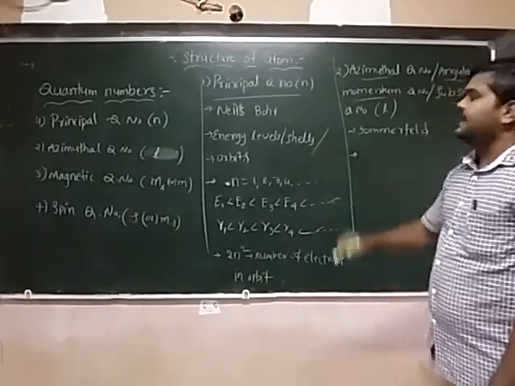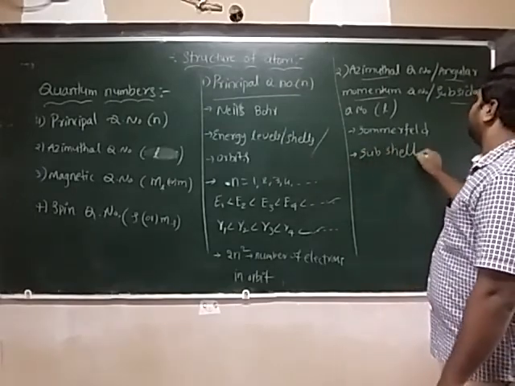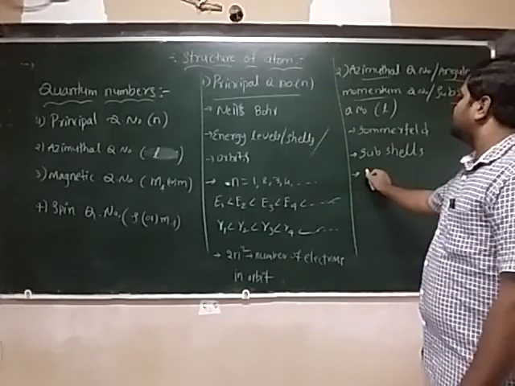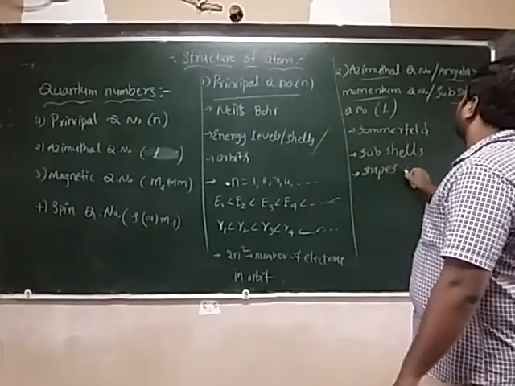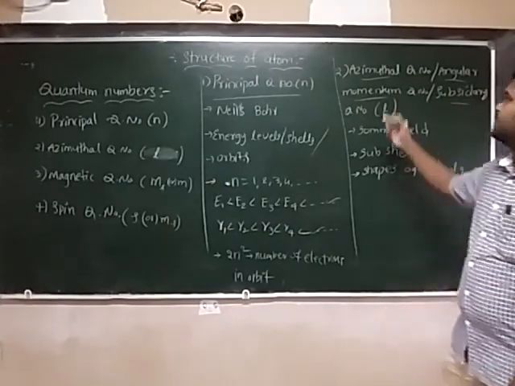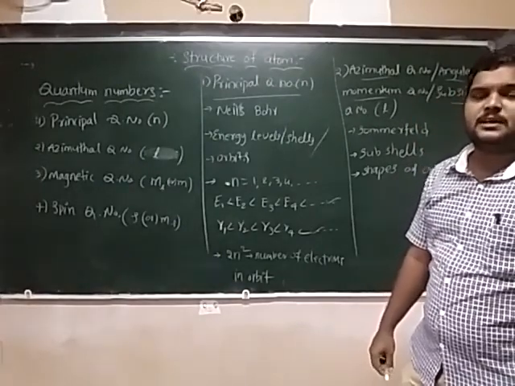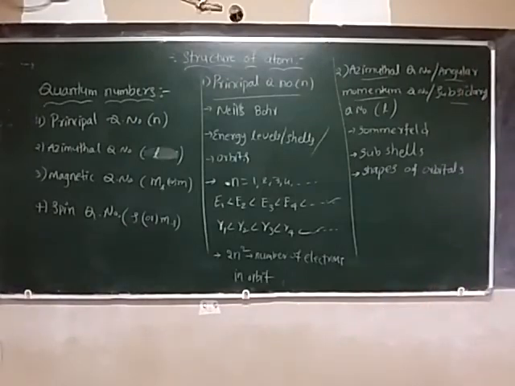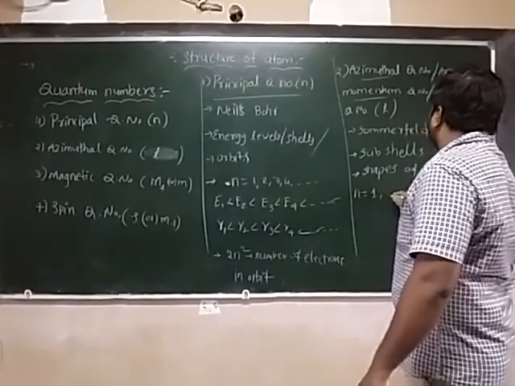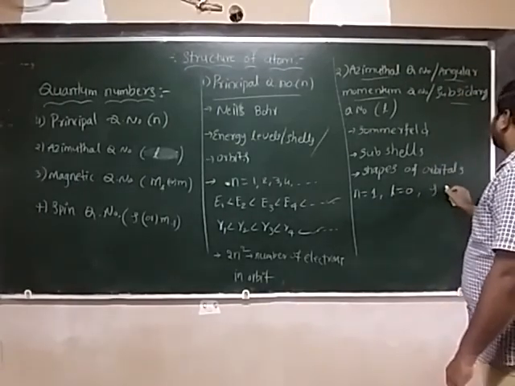He has also given information about the subshells, and the azimuthal quantum number also explains the shapes of the orbital. Is it clear? The azimuthal quantum number values depend upon the principal quantum number. If n value is 1, l value is 0, that is the s subshell.